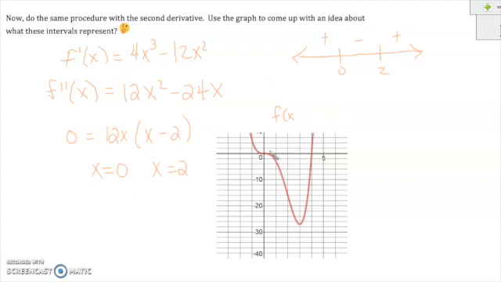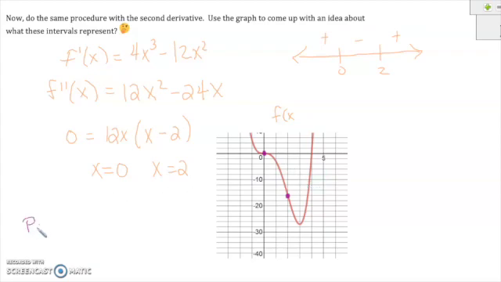At 0, I'm right here, and at 2, I'm right here. What is happening here? The critical points of the second derivative mean something.